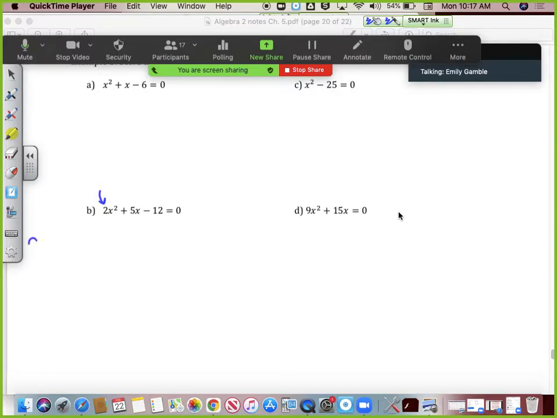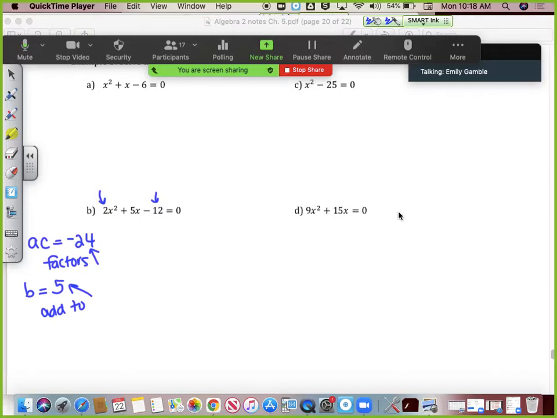What I have to do is multiply the A number times the C number. A is 2 and C is negative 12. A times C is negative 24. So I need the factors of negative 24, and the factors need to add to be the middle number here. So we need to add to 5.